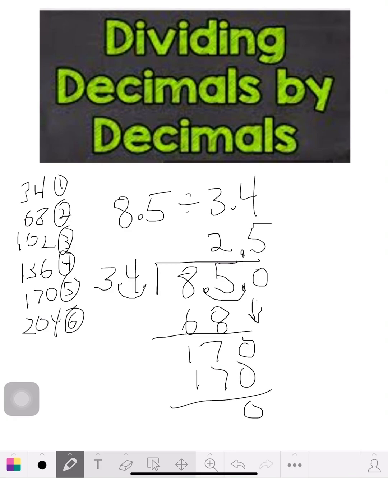So we got a 0 there for remainder. So our answer is 2.5. And that's all there was to it. So it's very similar to the long division that we just did. Okay, so I'd square that off so the teacher knows, hey, my answer is 2.5.